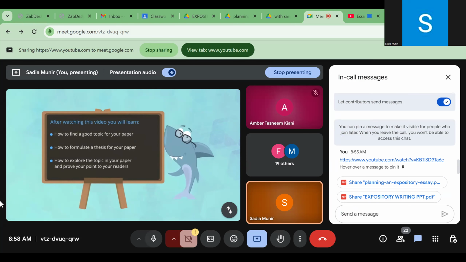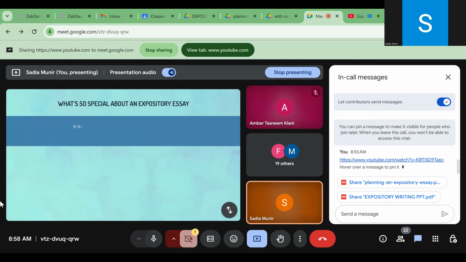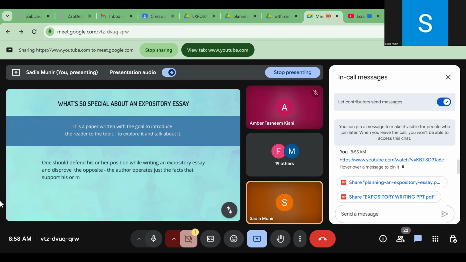Let's begin. To understand what an expository essay actually is, it's important to know what the term expository itself implies. The dictionary states that this adjective is used to describe writing that is done to explain something. So we can say that an expository essay is a paper written with a goal to introduce the reader to the topic, to explore it, and to talk about it. One should keep in mind the debate style of thinking when you should defend your position and disprove the opposite. However, there's no need to be extremely categorical.